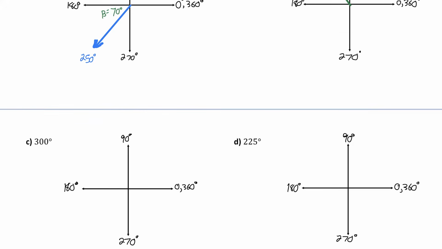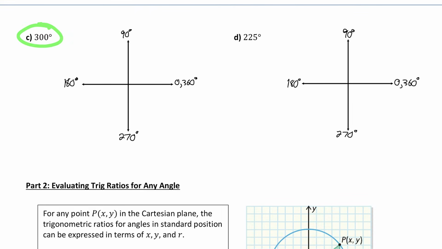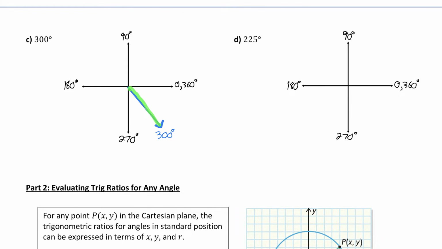Let's try another two. Let's do 300 degrees. From the initial arm, I'm going to rotate 300 around the origin in a counterclockwise direction. That would bring me to about right here. The reference angle is the angle between that 300 degree terminal arm and the closest x-axis, which is 360 degrees. The difference between 360 and 300 is 60. So my reference angle, beta, is 60 degrees.